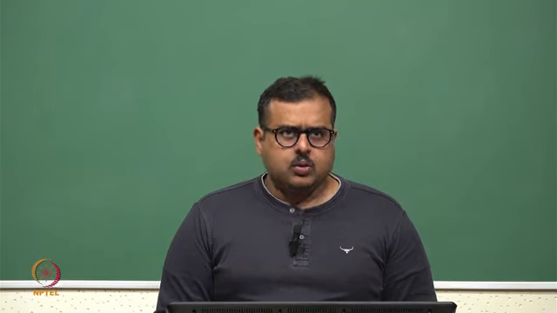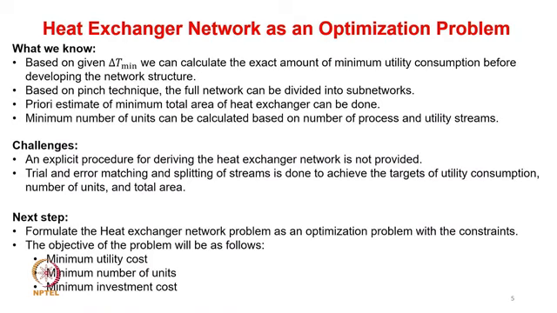Another way to do this is to consider one objective as the primary objective and the other two as constraints. So you say that you cannot have more than X number of process units, you cannot have more than Y amount of investment cost, while keeping the utility cost minimized. So there are multiple ways to pose it.